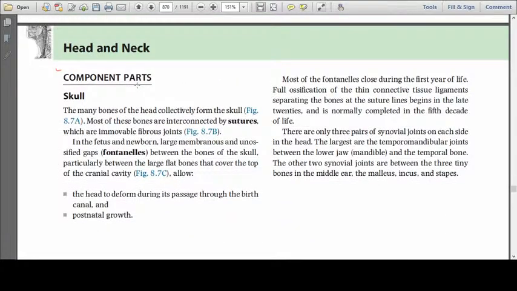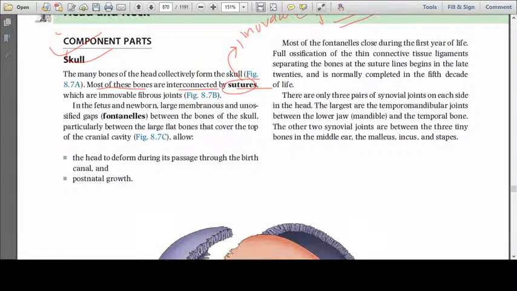Okay, now the important part comes: the skull. The many bones of the head collectively form the skull. The skull is not formed by just a single bone, but consists of many bones. Most of these bones are interconnected by sutures, which are immovable. A suture is basically a type of joint which is immovable, and it is made from fibers connecting the bones to each other. So it is also known as a fibrous joint. It is immovable.